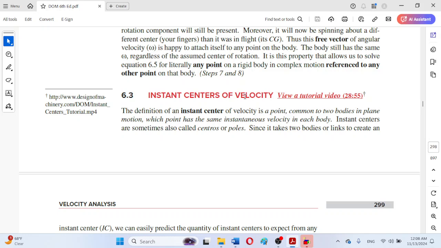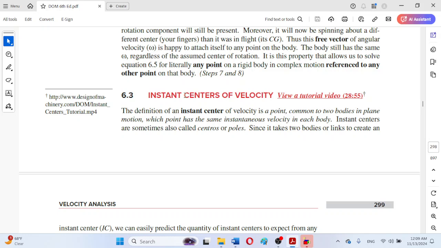This method is basically used to determine the absolute velocities of different points on various links in a mechanism. This method we can say is the commercial method, and with this method we can quickly determine the absolute velocities of various points in a mechanism.